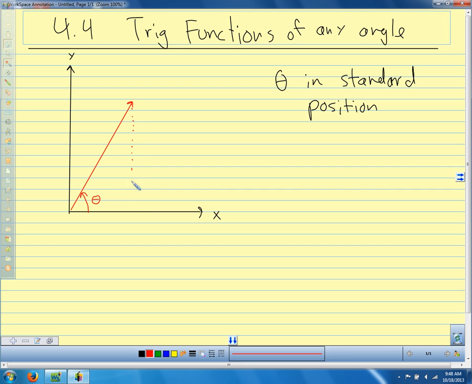And I'm going to drop down here to the x-axis. So this side of the triangle is going to be x. This side of the triangle is going to be y. And we're not necessarily on the unit circle. So we're at some point x, y in the plane. The length of this side of the triangle we're going to call r. And r, how are we going to find r? I hear little whispers. So we're using the Pythagorean theorem, right? So we get the square root of x squared plus y squared.